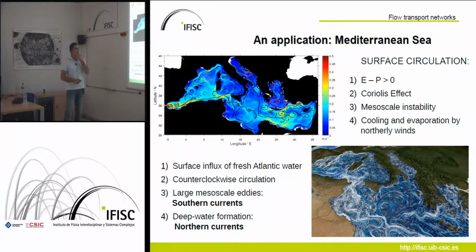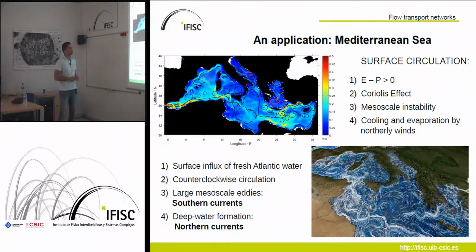And the global budget between evaporation and precipitation is greater than zero. This means that if you would close the strait with a wall, the sea level would decrease like 1 meter per year. Okay, so this is why we have a net and strong influx of water from the Atlantic into the Mediterranean.